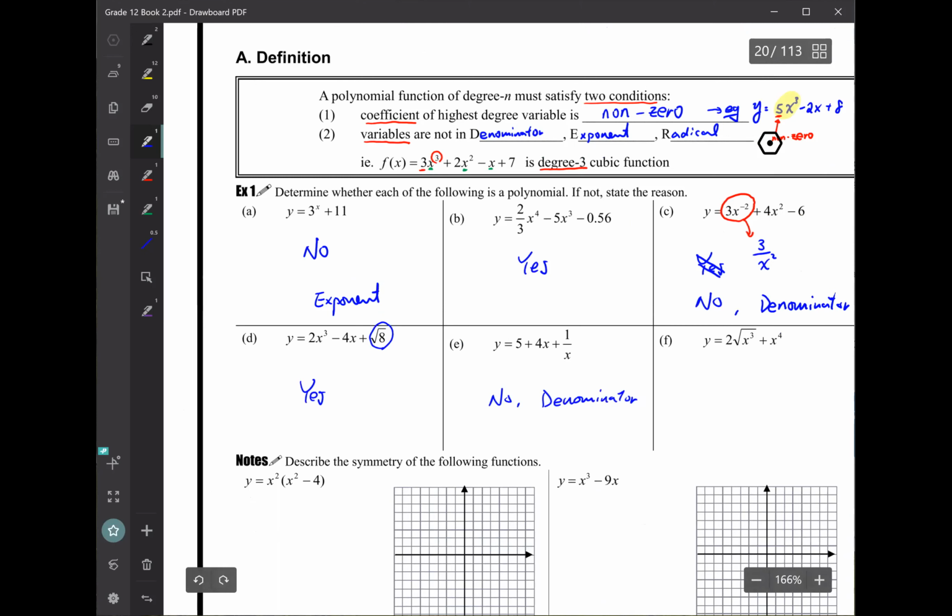Okay, question F. Tiana, yes or no? No. Because? X is in a square root, or radical. Yeah, very good, so you can write radical. Okay, so that's just a simple rule to check if you are given a polynomial or not.